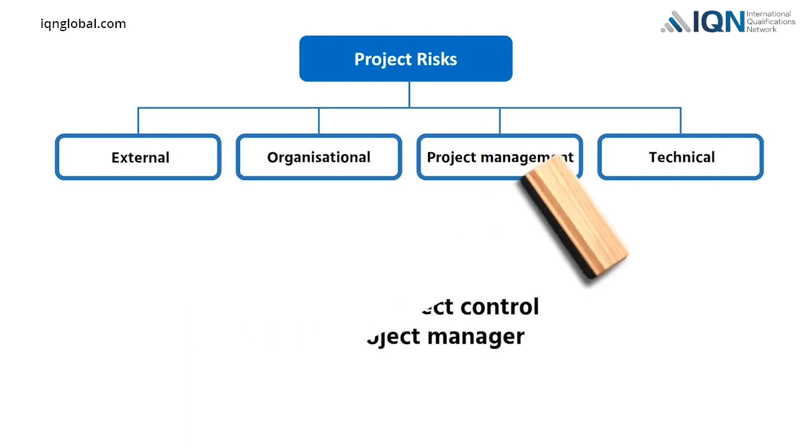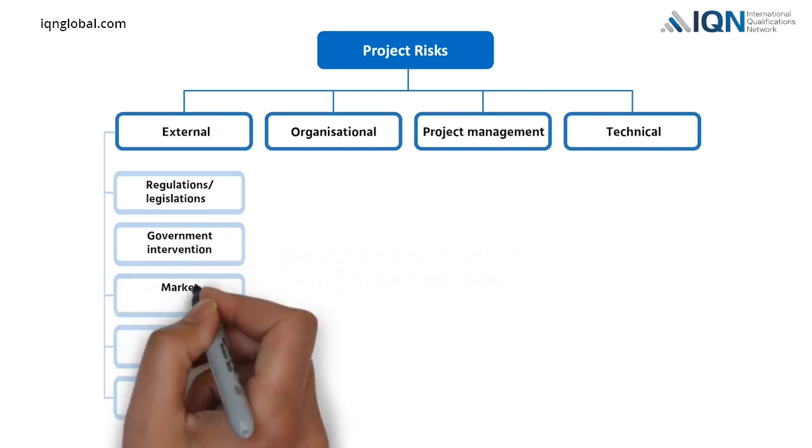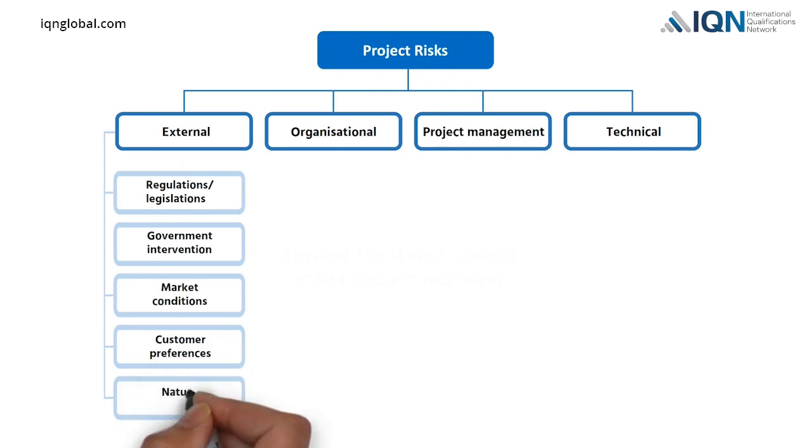Some examples of external risks include new regulations or legislations, government intervention, fluctuations in market conditions, and changes in customers' preferences. Natural disasters like extreme weather, earthquakes, etc. are also considered external project risks.